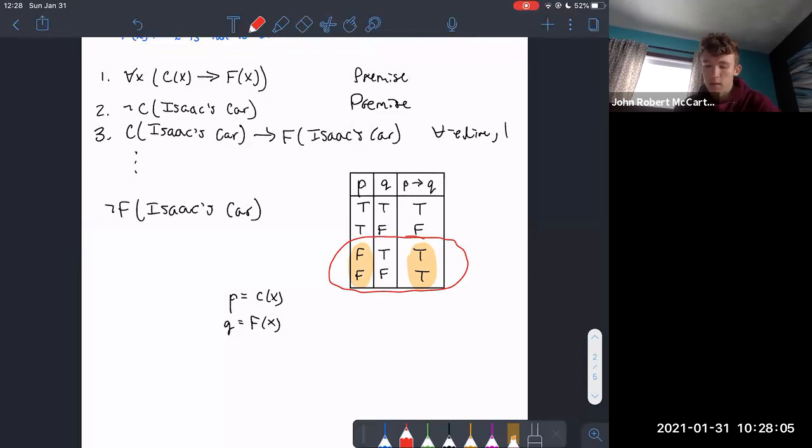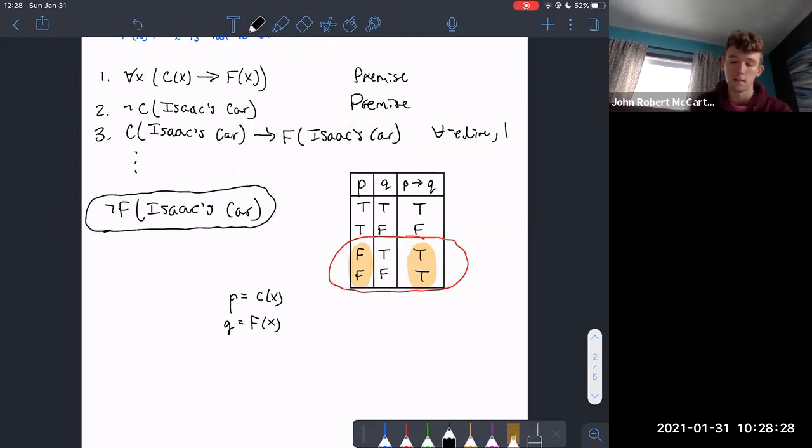But as we can see, in these two cases, Q is both true and false. So there's not really anything that we can conclude about Q, because it could be the case that Q is either true or false. So it doesn't make sense to conclude that the negation of P is true, because it could be the case that either P is true or the negation of P is true based on the information that we have.